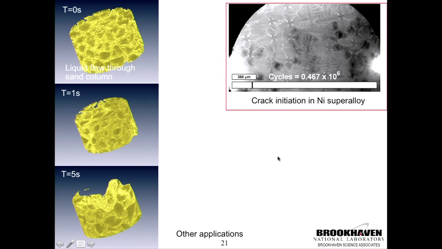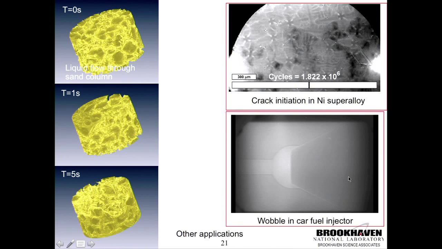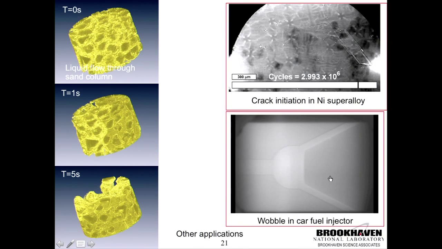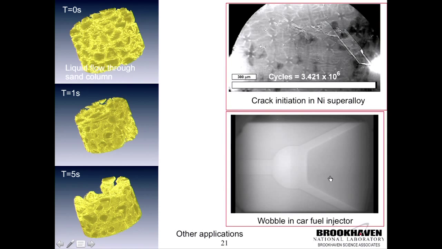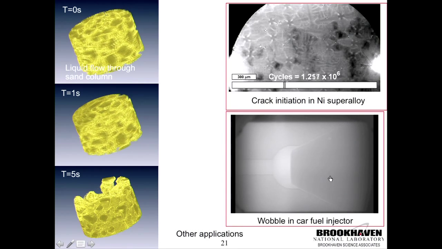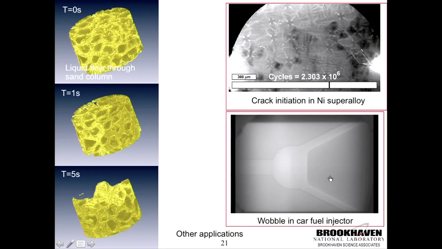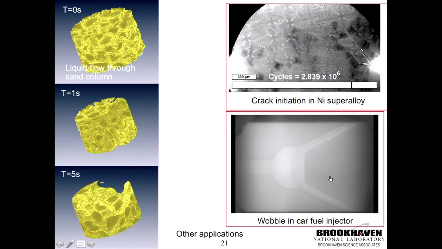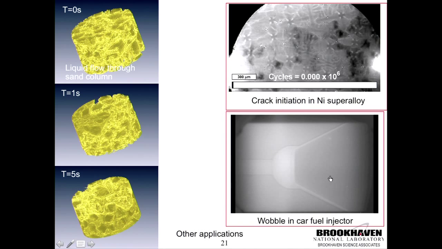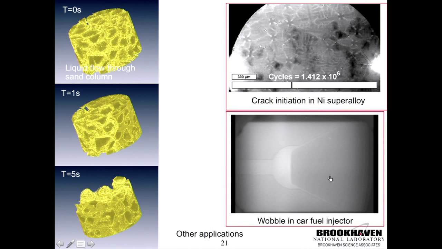There's another application that we have also done, which is to look at fuel injectors. This is a diesel fuel injector, and what we are looking at is the internal dynamics of this fuel injector. What we can actually see, I don't know if you can see it, is that there's a wobble in this. This affects the efficiency of the engine and the environmental and pollution level of the engine. So this is just some of the other applications of the same imaging technique.